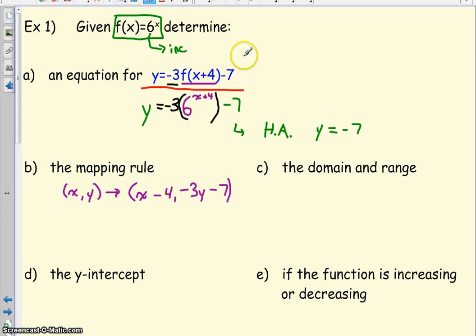So I should already have in my mind an idea of a sketch for this. I haven't asked for it yet, but picture this being a Cartesian plane. I already know my asymptote is going to be at y equals negative 7.